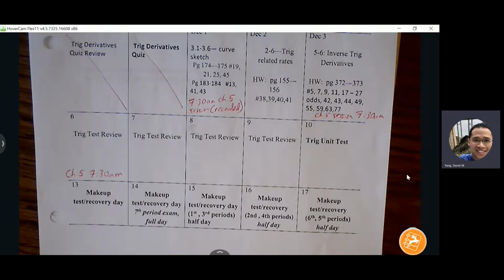The other option is you don't take the recovery test and you wait to see how you do on the trig unit test. That trig unit test can replace the lowest test grade. That's the second option.